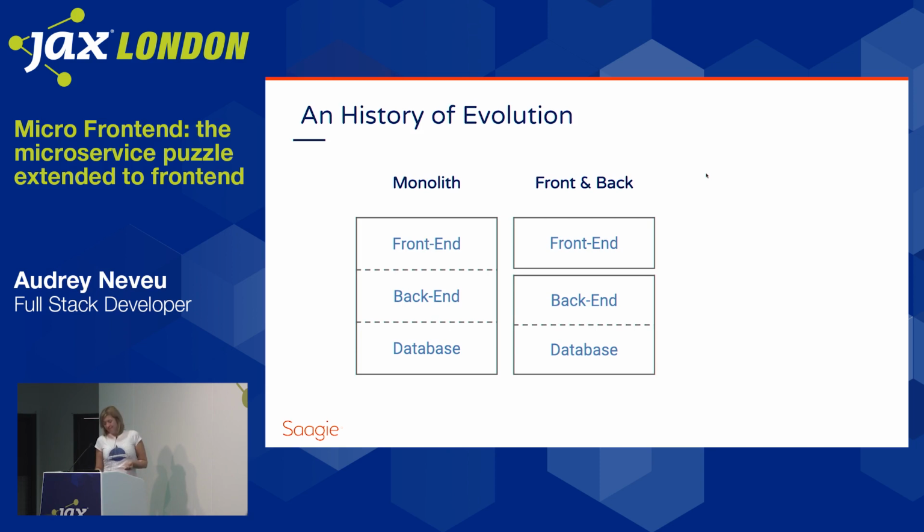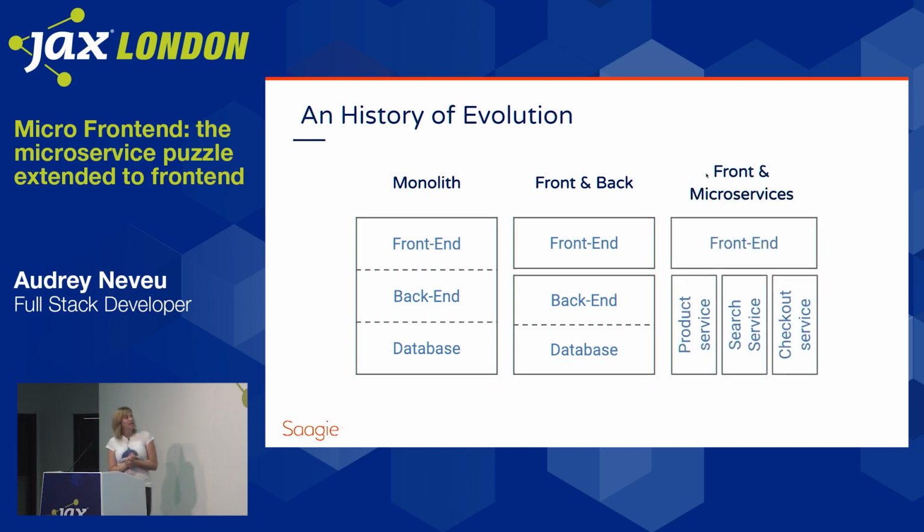And then, microservices entered the game. So that's the moment where usually our back-end application has completely disappeared, being replaced by a set of microservices, each one being in charge of a specific part of the product. So, for example, for the Petstore, we can imagine having a product service and a search service and a checkout service.